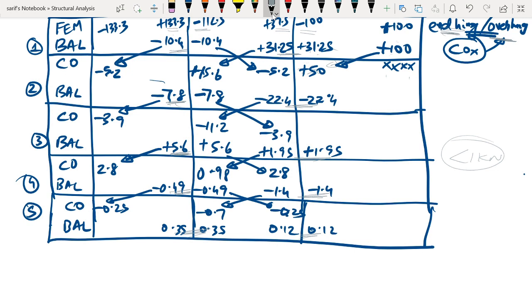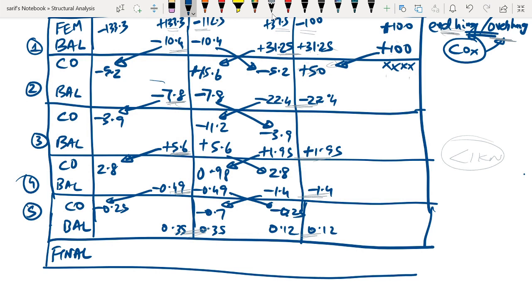So for example, if the error reached less than 1 kilonewton at the fourth cycle, you can stop at the fourth cycle, or if it reached at the third cycle, you can stop at the third cycle. Okay. Now after having done this, the next step is we have to find the final moments. Next step is always we have to end with a balancing step. Okay, because a balancing step indicates that equilibrium has been reached, so we have to stop at a balancing step.